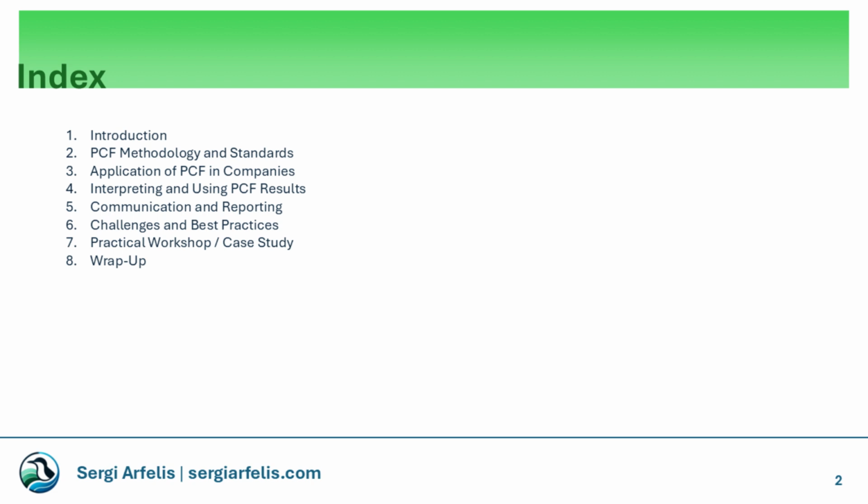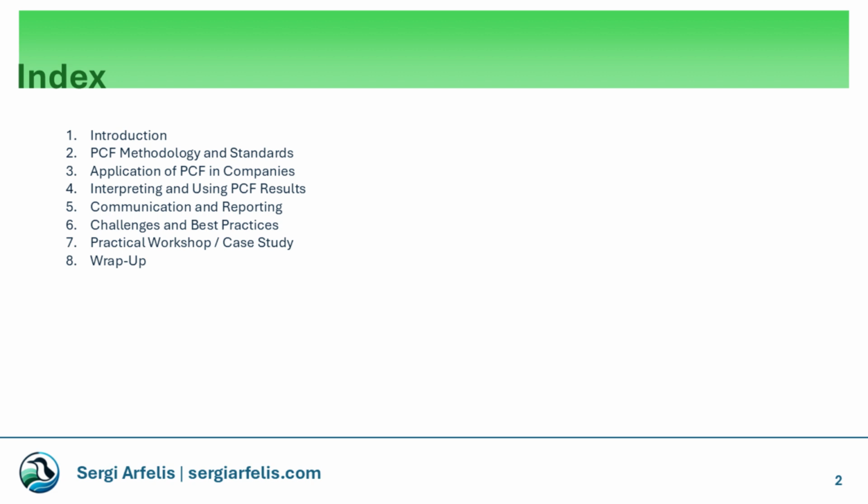In this training, we will explore how to measure, interpret, and use the carbon footprint of your products to drive both sustainability and business value. The course is organized into 8 sections: Introduction, PCF Methodology and Standards, Application of PCF in Companies, Interpreting and Using PCF Results, Communication and Reporting, Challenges and Best Practices, a practical workshop or case study, and finally, a wrap-up. Whether you are from a small or large company, this course will provide you with practical tools and real examples to help you integrate product carbon footprinting into your sustainability strategy.